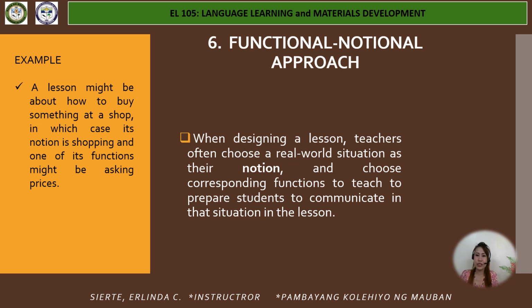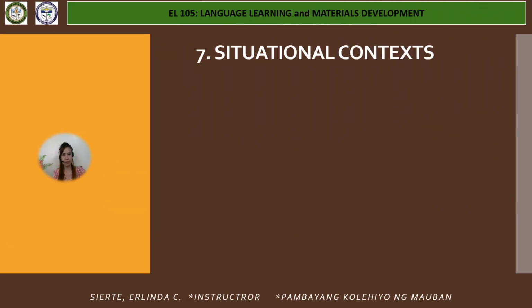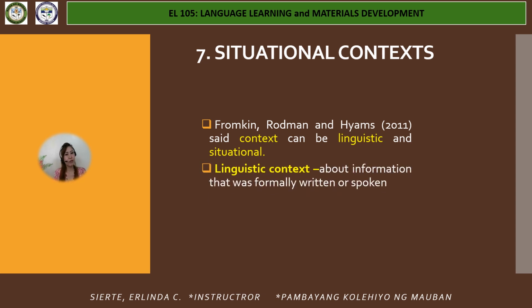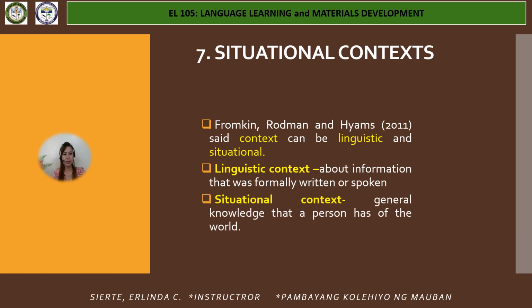There is something that you need to either read or go through in order for you to learn something, or use the language. Seventh, situational context. According to Franklin, Redman, and Helms 2011, context can be linguistic and situational. Linguistic context, in a sense, is about information that was formally written or spoken. Situational context is the general knowledge that a person has of the world.